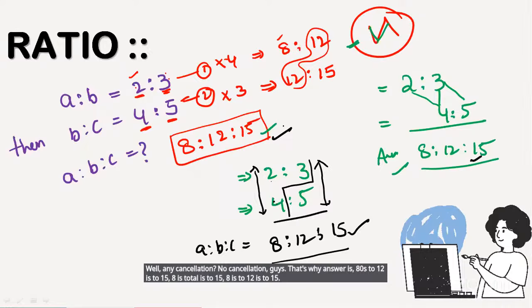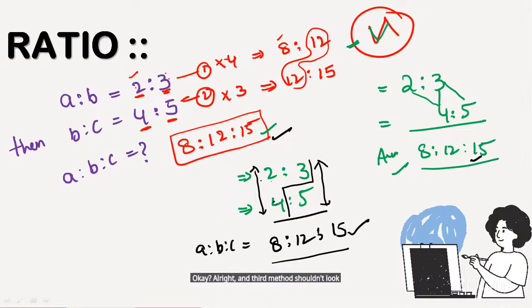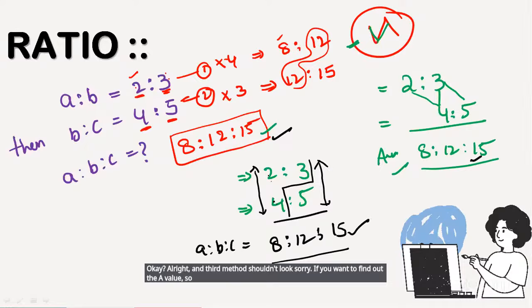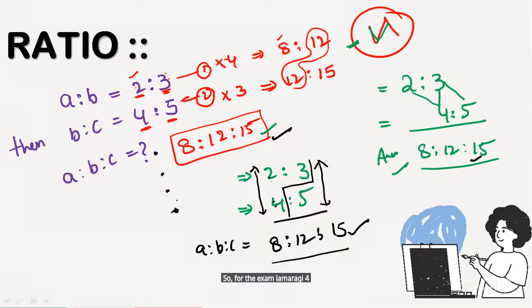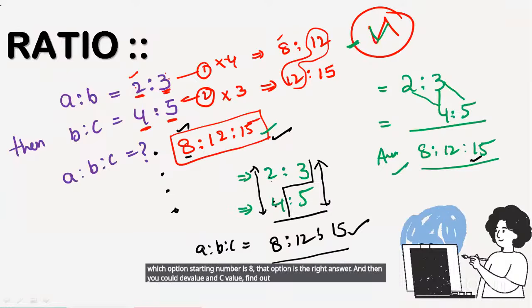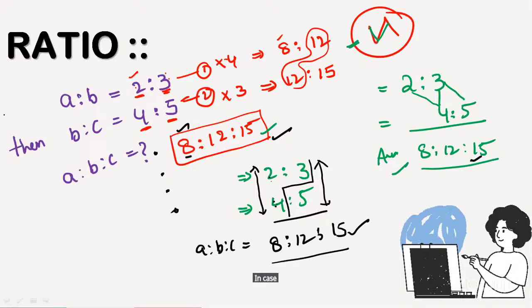And the third method. If you want to find the A value, multiply the left hand side numbers: 2 4s are 8. For example, we usually have 4 or 5 options. Go through option verification. Which option's starting number is 8? That option is the right answer. You don't need to find the B value or C value; it's not required. In case two options start with 8, then find the C value. If you want to find the C value, multiply the right hand side numbers.